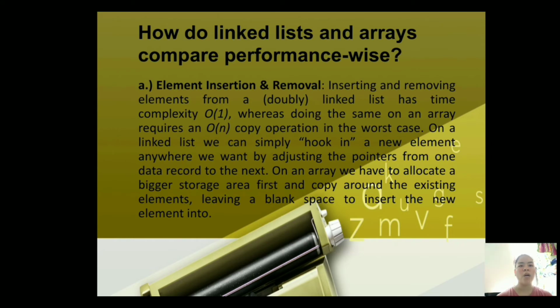So now let's go to how linked lists and arrays compare performance-wise. So first, element insertion and removal. Inserting and removing elements from a doubly linked list has time complexity big O of 1, whereas doing the same on an array requires a big O of n copy operation in the worst case. On the linked list, we can simply hook in a new element anywhere we want by adjusting the pointers from one data record to the next. So I have here a video on how to add an element in a linked list.